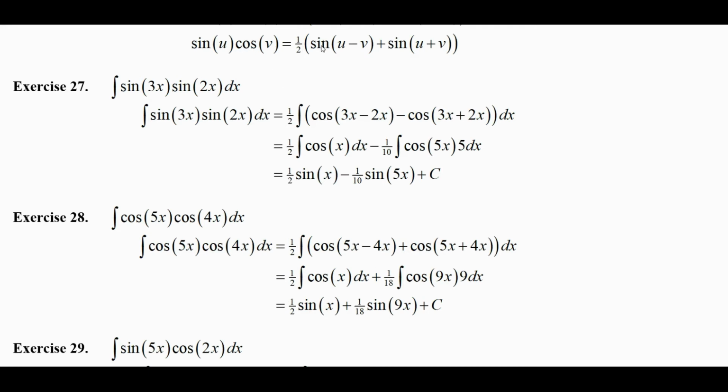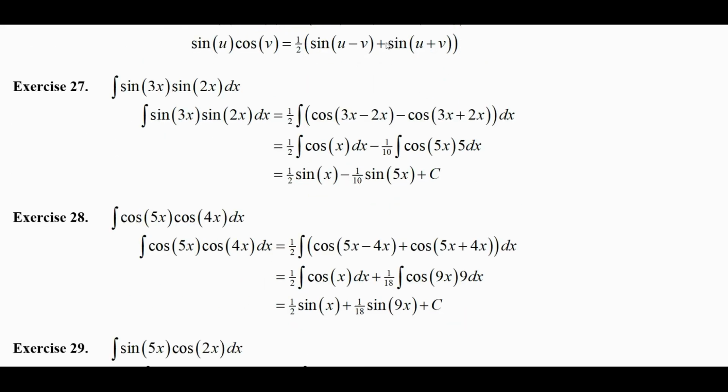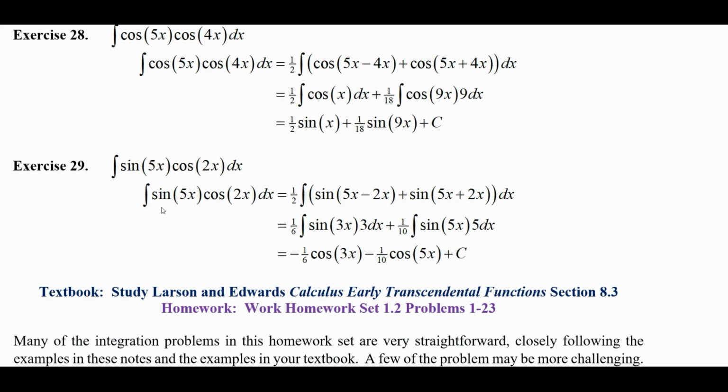And similarly, we're going to use this last one when we have a product of a sine and a cosine with different arguments, different inputs. We're going to get sine plus sine, where this is a difference and this is a sum, with a plus in the middle. So the integral of sine of 5x cosine of 2x dx is 1/2, which I bring out in front of the integral, times sine of 5x minus 2x plus sine of 5x plus 2x. 5x minus 2x is 3x, and 5x plus 2x is 7x.